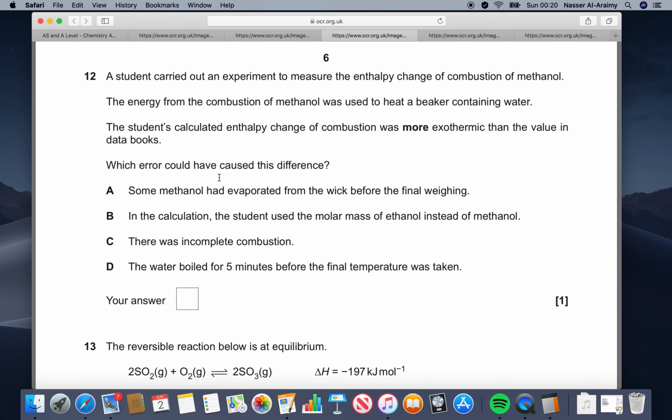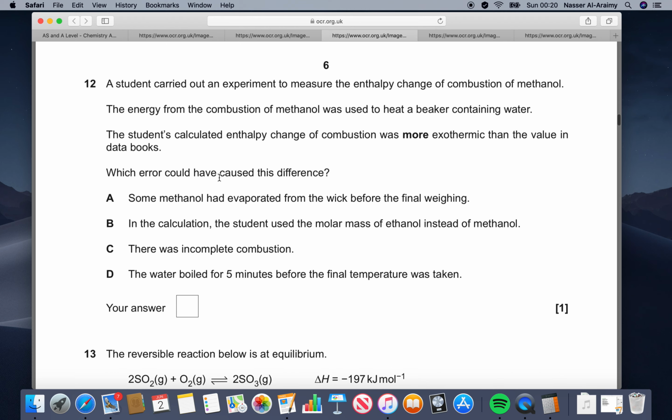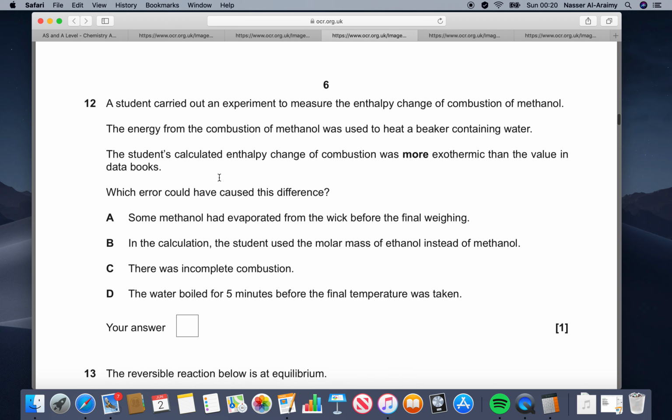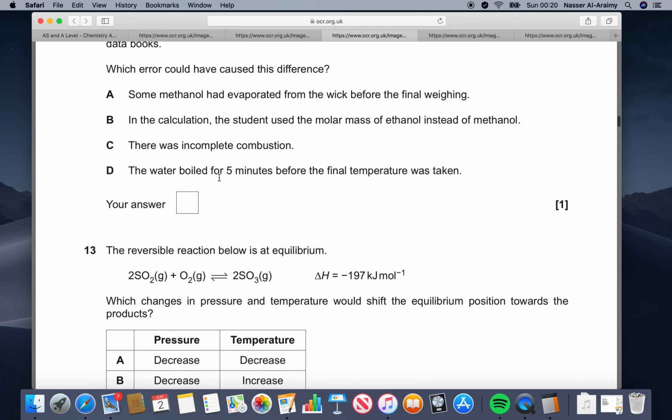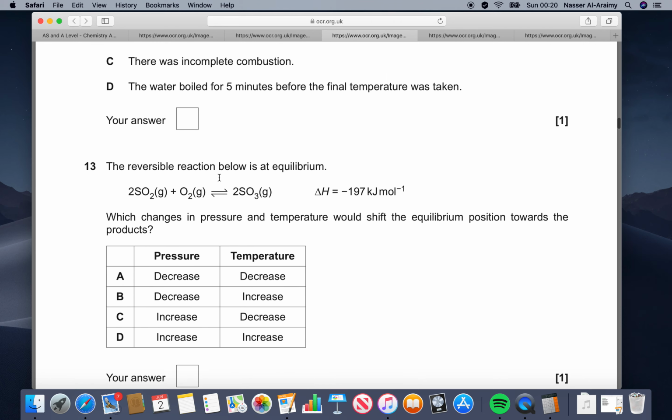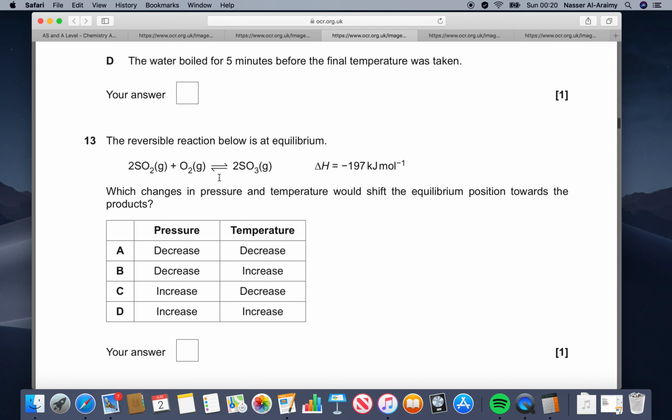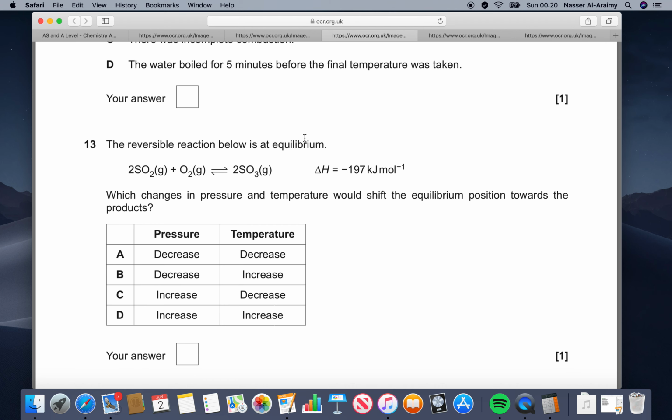What else? Errors. This is quite an interesting one because it's kind of looking at practical techniques as well. Reversible reactions. This is Le Chatelier's principle, isn't it? So here you're looking at, it says what would shift the equilibrium position towards the product. There's your product. What would shift it that way?